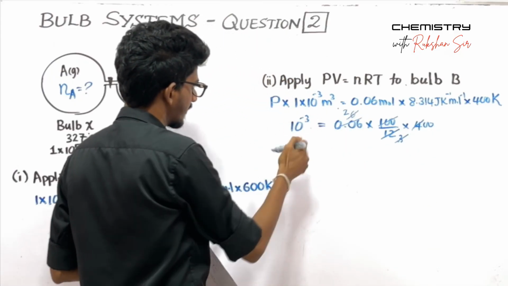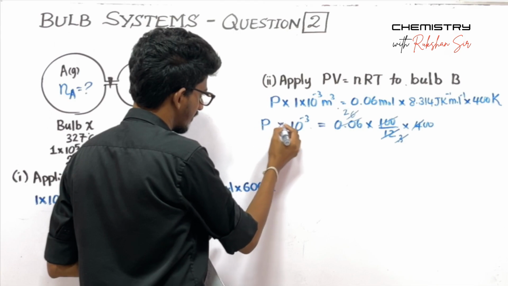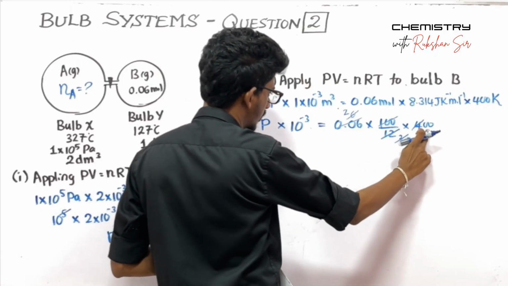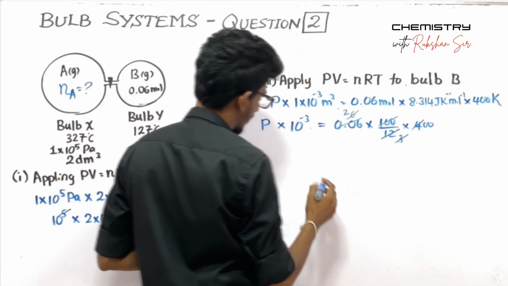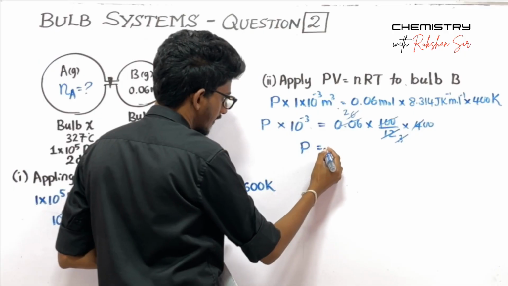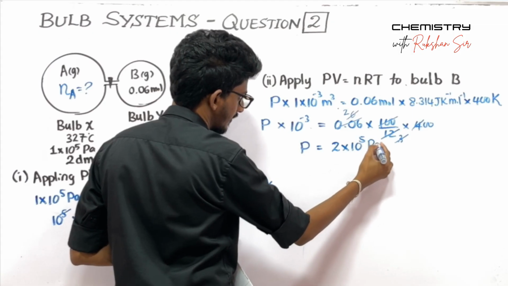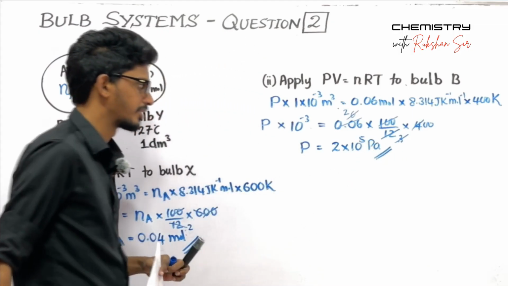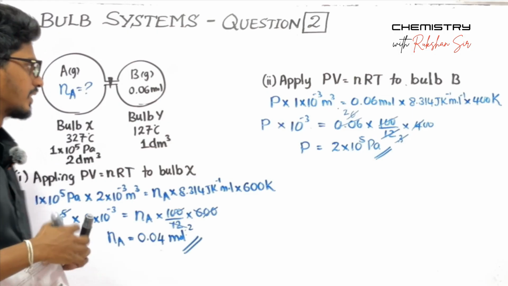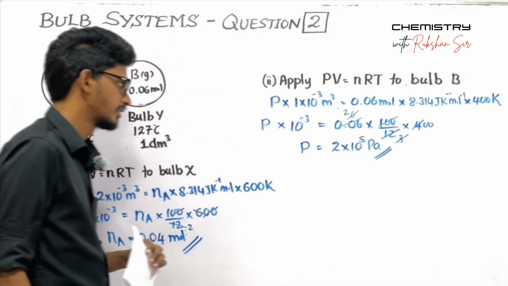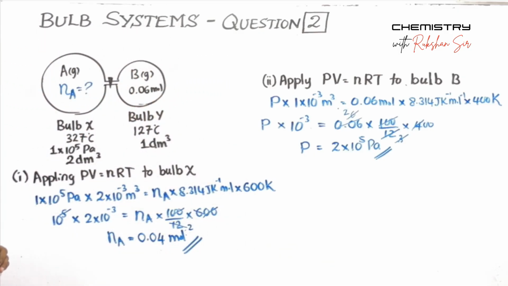So this sign P is there, right? Sorry for that. P is there. So when this comes to here, you have 10 to the power 2 here, 10 to the power minus 3 here, altogether 10 to the power 5, right? So P is going to be 2 into 10 to the power 5 pascals, right? So that is the answer for Roman number 2. Things are clear, right?